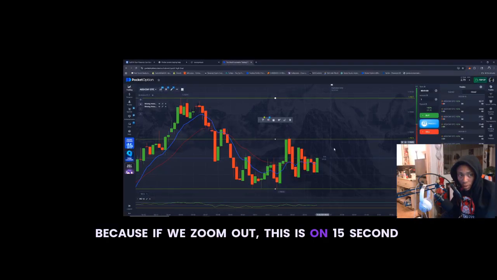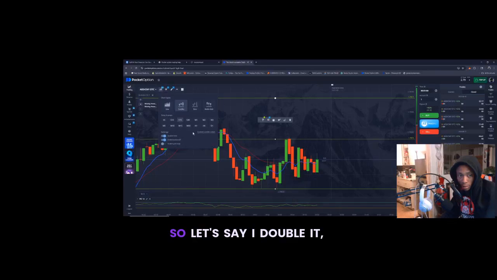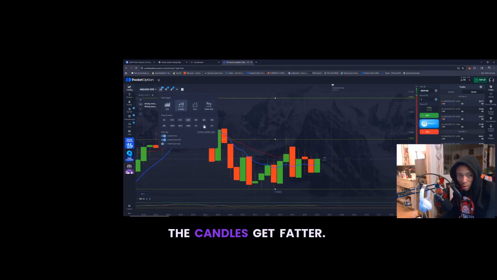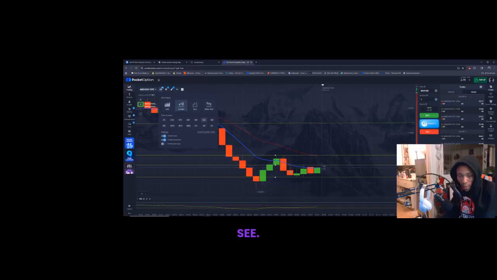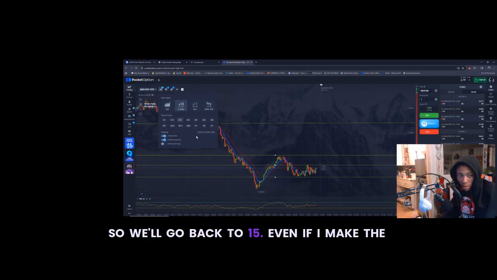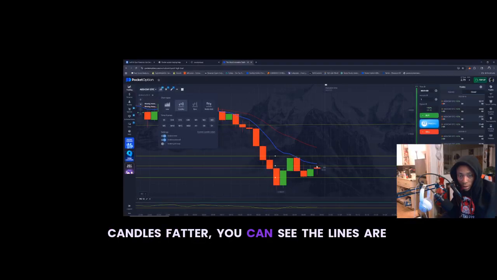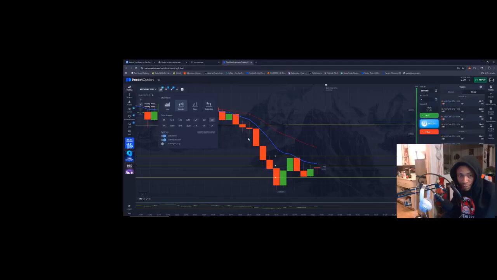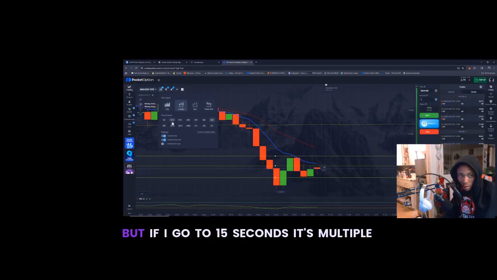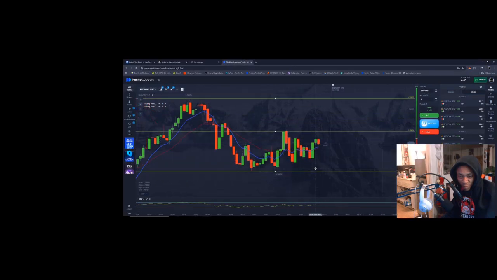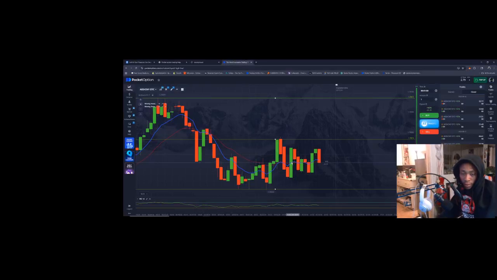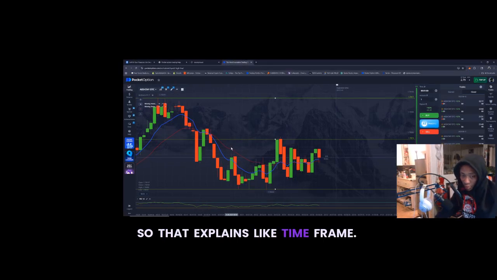Because if we zoom out, this is on 15-second candle. So let's say I double it, the candles get fatter. Let's say I do 1 minute, the candles get fatter, and these crosses are typically price decision. See, so we'll go back to 15. Even if I make the candles fatter, you can see the lines are still relevant. Now this is just one big candlestick, but if I go to 15 seconds, it's multiple candlesticks. So that explains time frame.